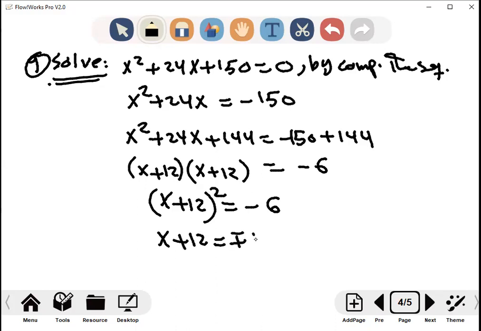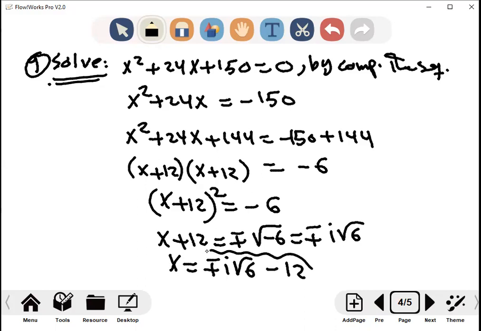equal plus minus square root of negative 6, which means plus minus i square root of 6, right? We drag i outside, right? Done. Now shift the 12 there. X will be plus minus i square root of 6 minus 12. How many solutions here? 2 solutions. Positive i square root of 6 minus 12 or negative i square root of 6 minus 12. Done? This is question 9. Do it by steps, please.